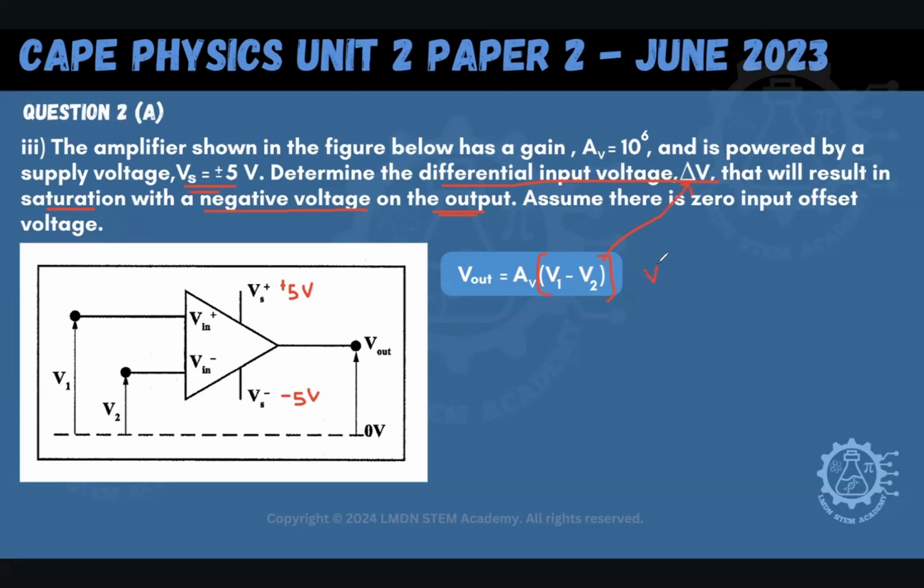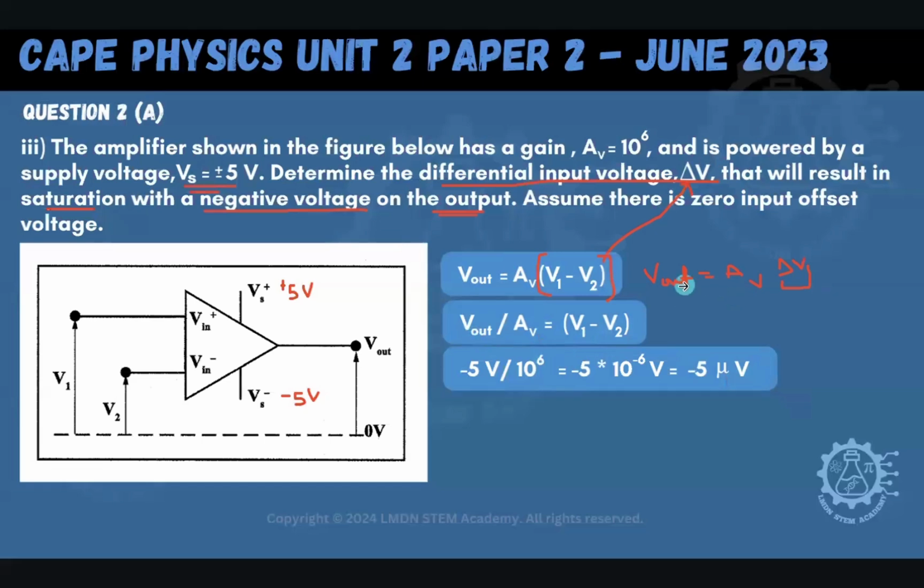Okay, so effectively, what do we have then? V out is equal to AV times delta V. Essentially, that's what it is. And so we're being asked to find delta V. So what are we going to do? If we need to find delta V, we're going to divide both sides by AV to make delta V the subject. So I divide my V out by my AV, and that gives me V1 minus V2, which is my delta V.